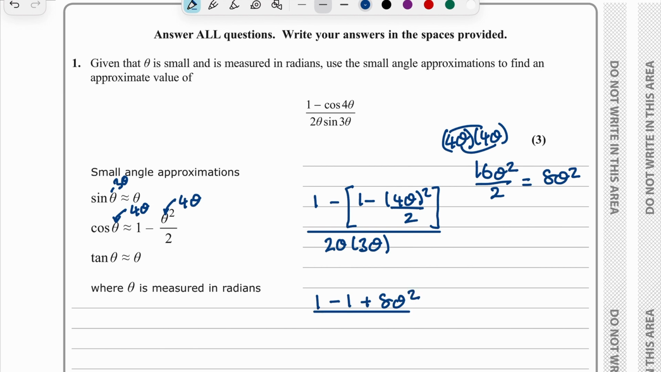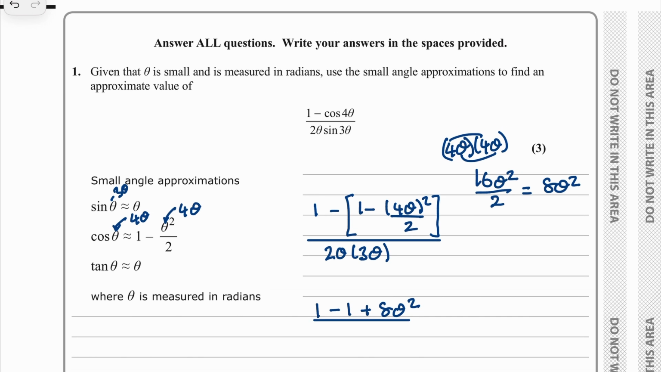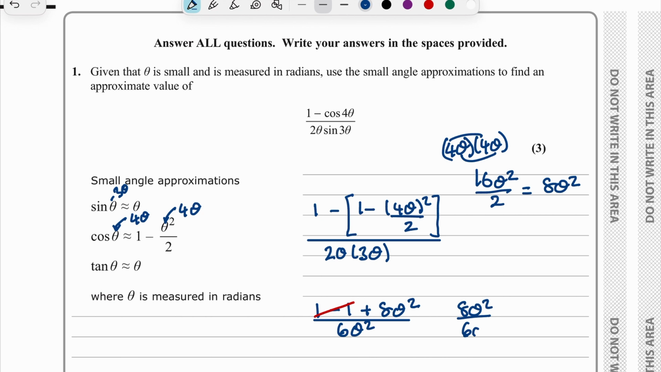All divided by the 2 times the 3 and the theta times theta. So 6 theta squared. We can see that these will cancel. So we'll have 8 theta squared over 6 theta squared. The theta squared will cancel, and we can simplify 8 over 6 to 4 over 3.